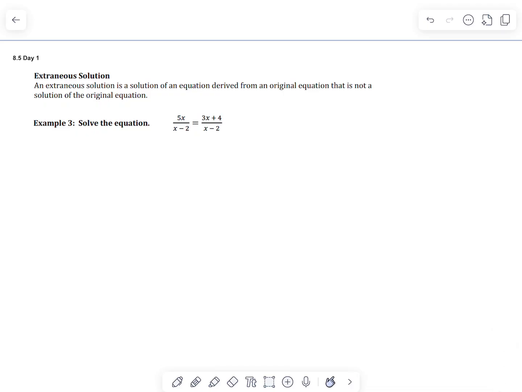All right, an extraneous solution is a solution to an equation derived from the original equation that is not a solution in the original. So we have a denominator of x minus 2 and another denominator of x minus 2. So the LCD is going to be x minus 2. So we multiply both of the fractions by x minus 2.